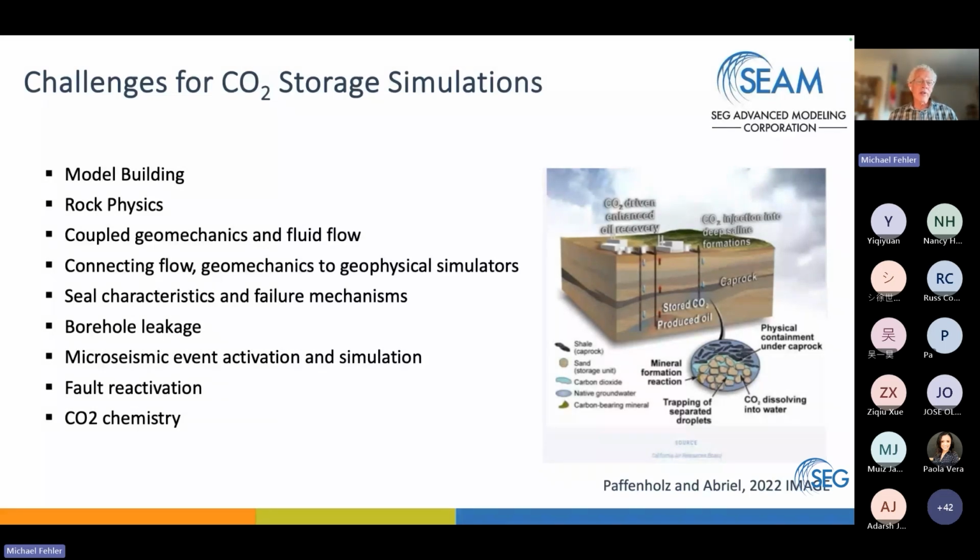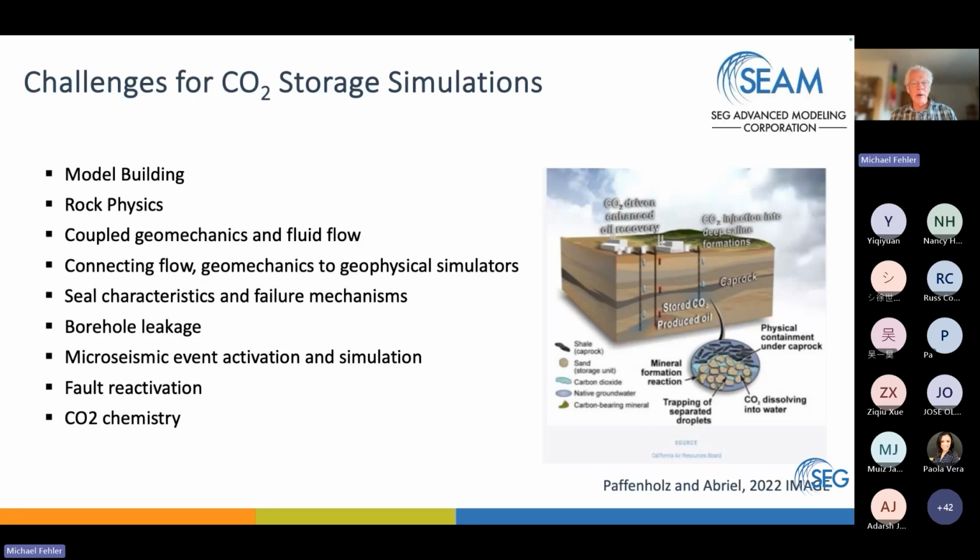The first one is model building. It's always a challenge to do reliable model building. You want to build models on the scale that we want, with the scale of heterogeneity that's similar to what's in the Earth. Rock physics is an issue. Coupled geomechanics and fluid flow simulation has a lot of variables that are important to consider. Connecting the output of those to geophysical simulations is a critical issue. In the reservoir simulation issues, seal characteristics and failure mechanisms is something that we would like to explore. Borehole leakage is something that would be interesting to explore through simulations.